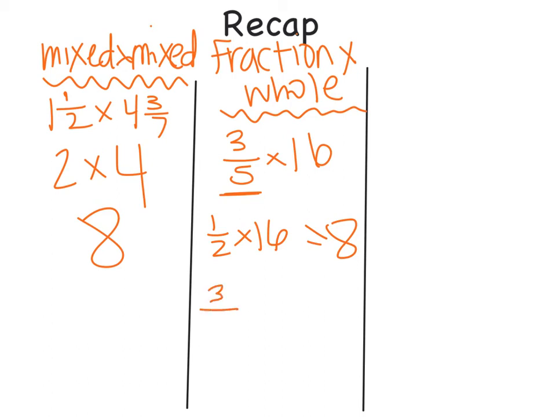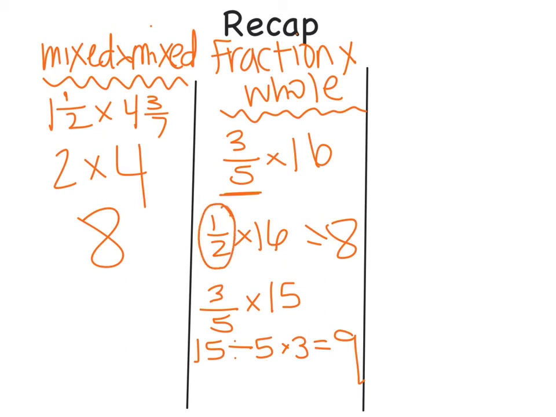I want my whole number to be divisible by my denominator, so I could change it to something like 15. So I could do 15 divided by 5, which is 3 times 3, which is 9. Either way, 8 or 9 would work. Either you change the fraction and keep the whole number, or change the whole number and keep that fraction.